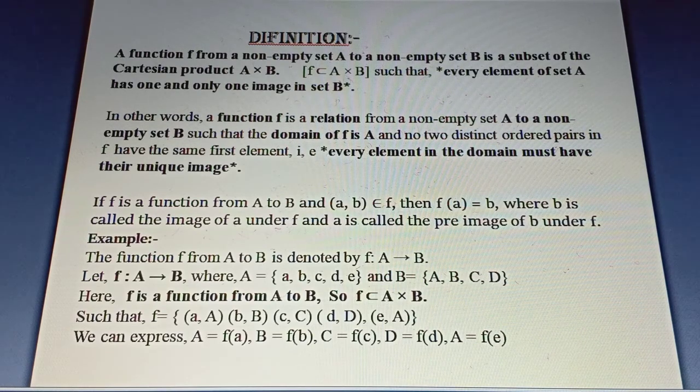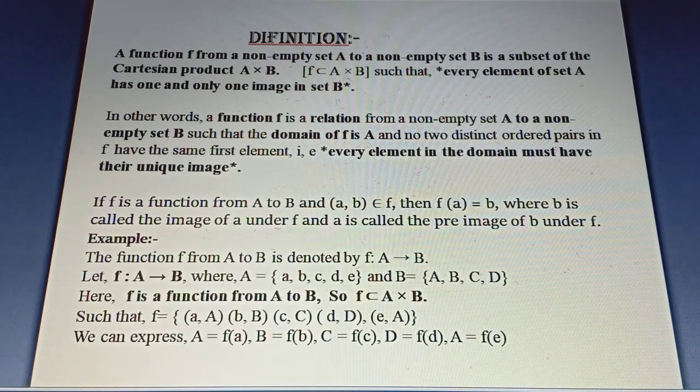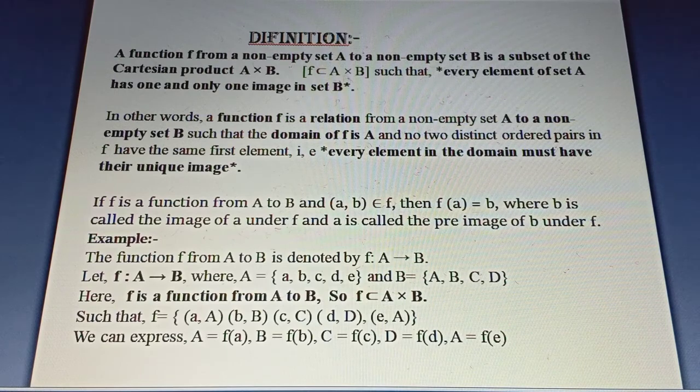If f is a function from A to B and (a, b) belongs to f, then we can express this element as f of a equal to b, where b is called the image of a under f, and a is called the pre-image of b under f. So students, in this particular element, b is the image of a and a is the pre-image of b under f. Here one example is given.